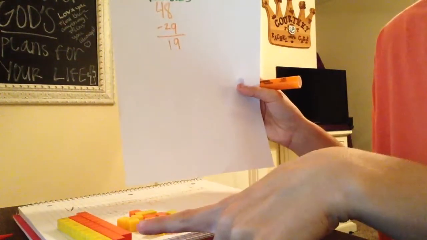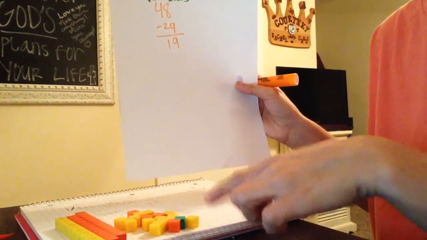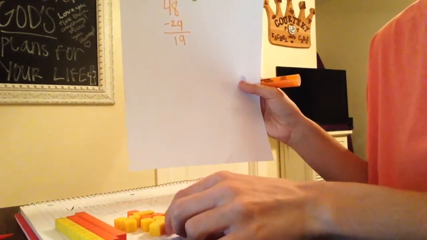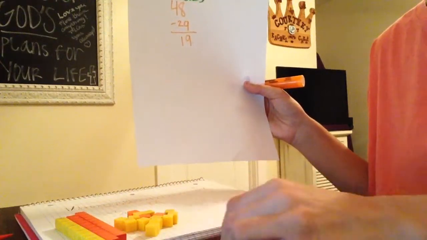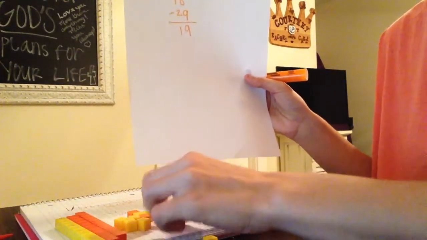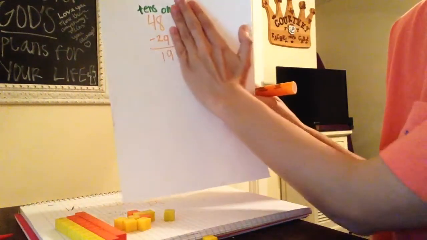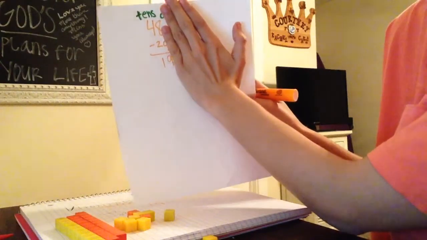So am I going to grab a rod? No, because that's 10. So I'm going to take away 9 single unit cubes. So I'm going to go 2, 4, 6, 8, 9. And since we go from 1s to 10s, now I'm going to look at the 10s, and I'm going to say, I need to take away 2 from the 4.